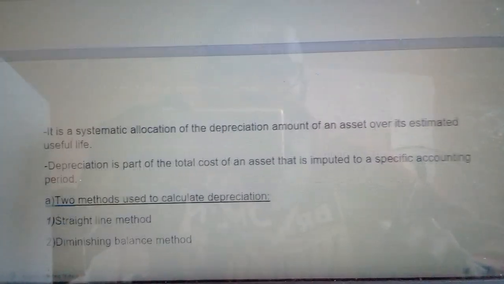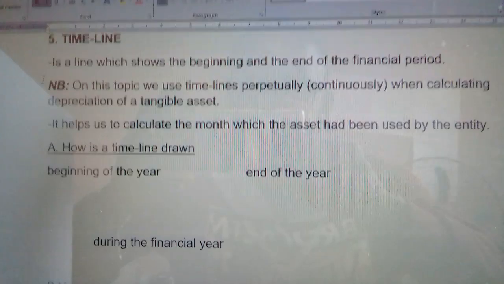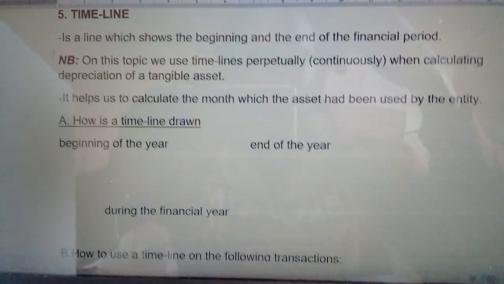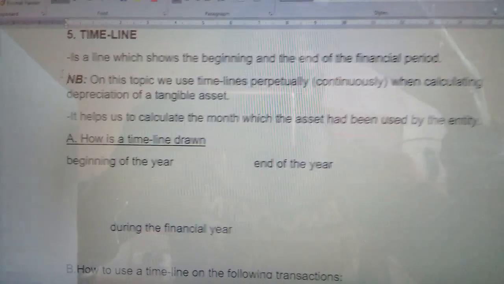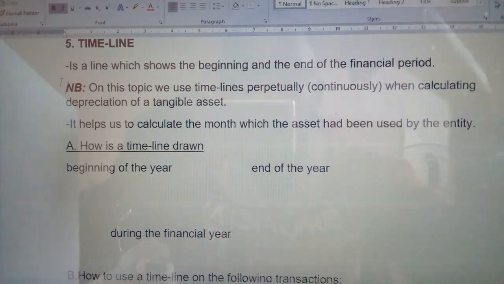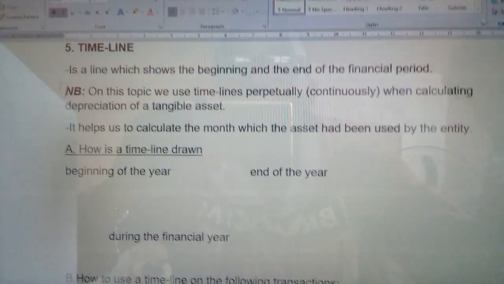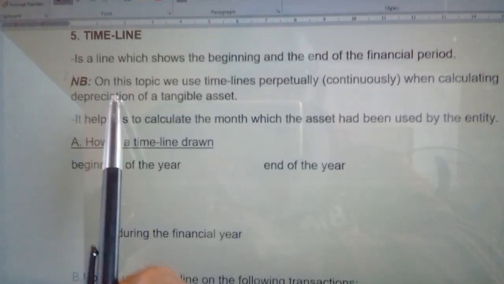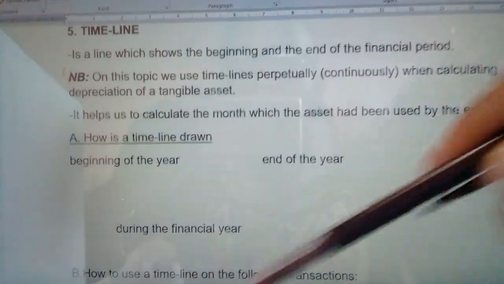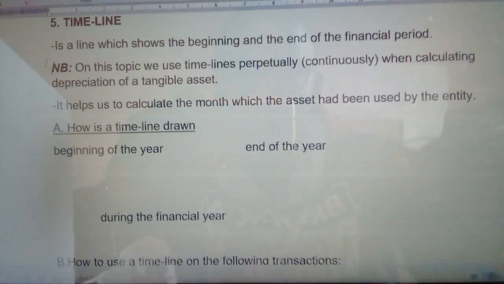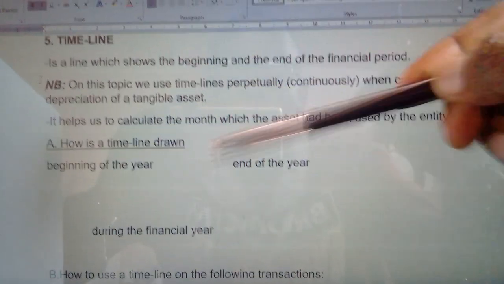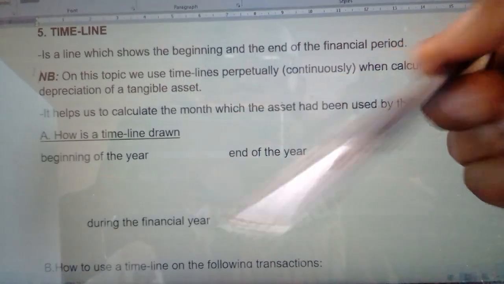The following part is about the timeline. Please make sure you draw your timeline very well in order to calculate the period which the asset spent inside the year. So after identifying your dates, make sure you draw the timeline and allocate your dates. The timeline is very important. You will use it continuously when calculating the depreciation of an asset. It is a line which shows the beginning and the end of the financial year. So I'm going to show you how to draw a timeline.